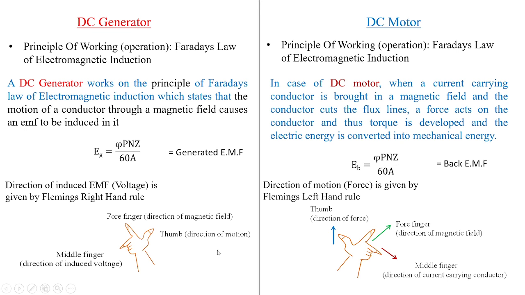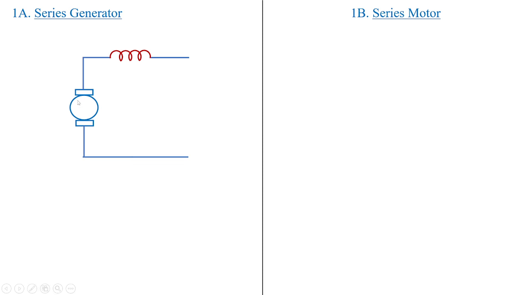So that is the main difference between these two machines under a DC machine. Now, when you look into the different types of DC machines, DC machines are classified as series machine, shunt machine, and compound machine. First, we look into the DC series generator, where you can see the rotating part of the machine is connected in series with the field winding.